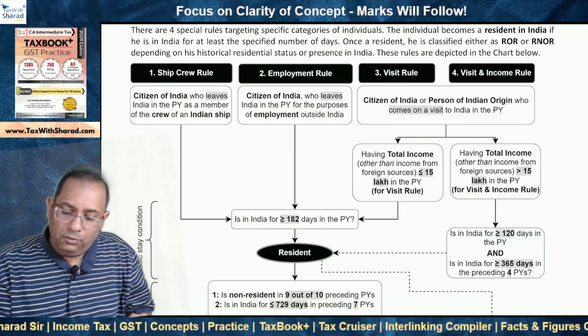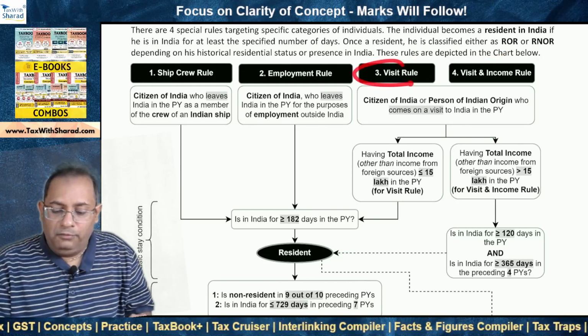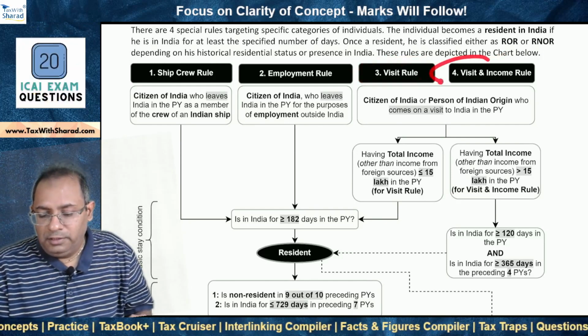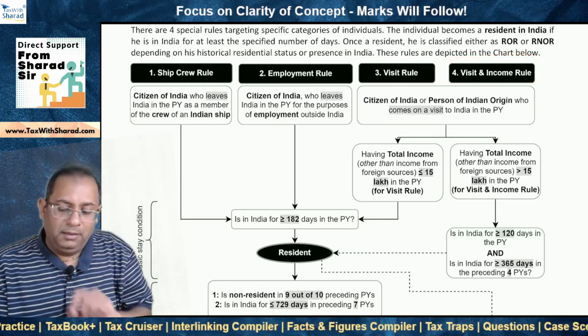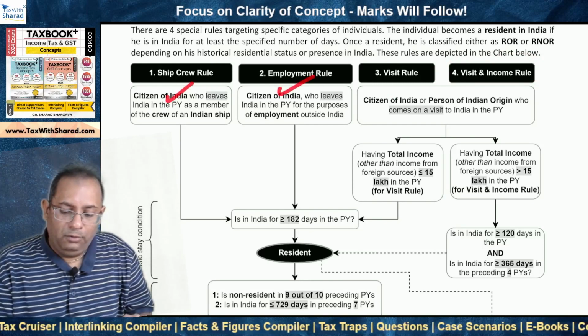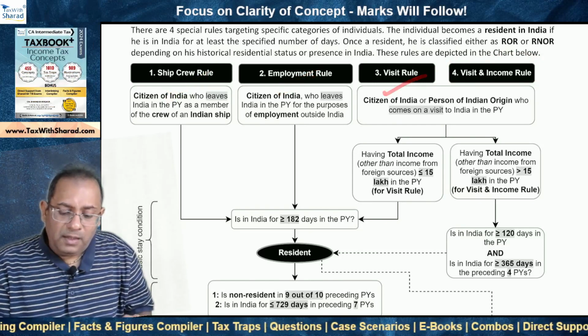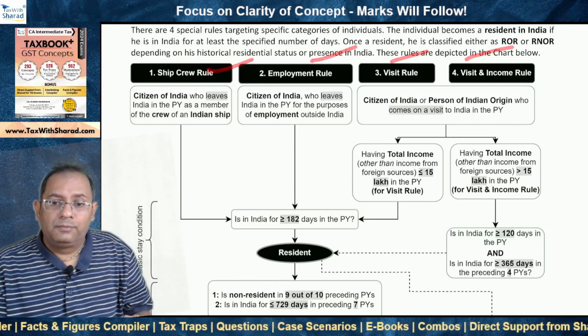Now we come to rule 3 and rule 4. Rule 3 is called visit rule. Rule 4 is called visit and income rule. And for this, the condition is that the citizen of India, same as ship crew rule and employment rule, see, citizen of India is covered under all these 4 rules. Okay.